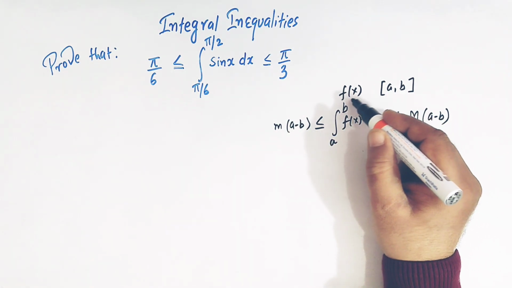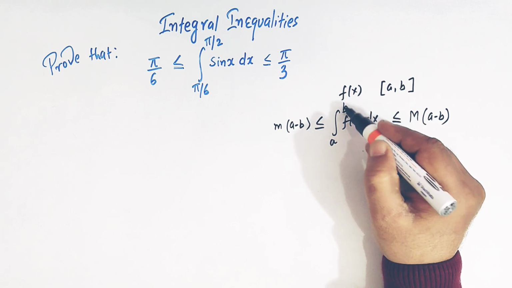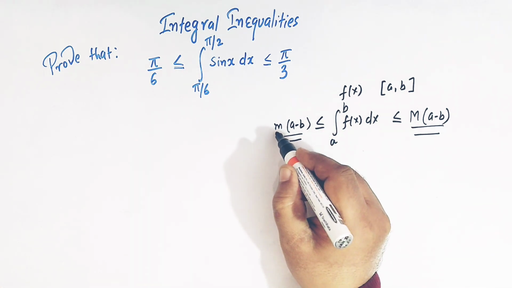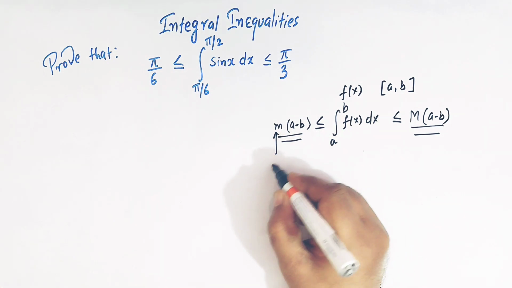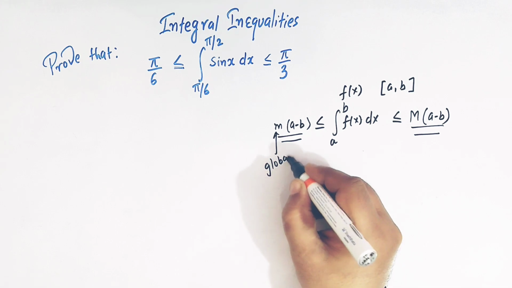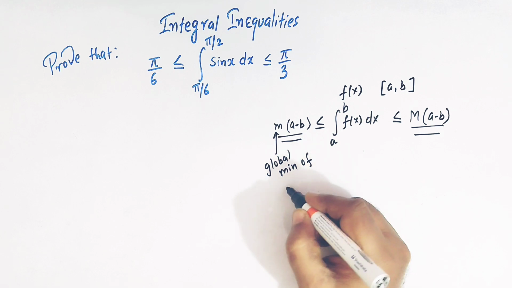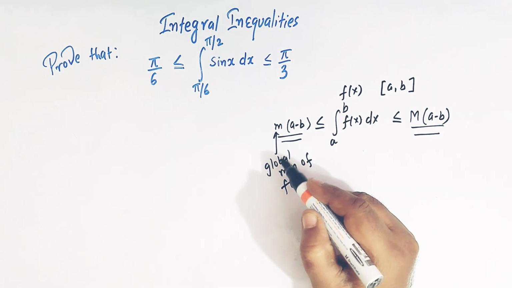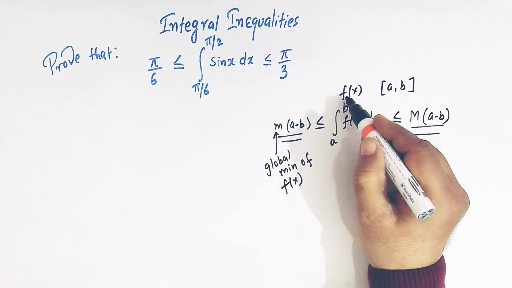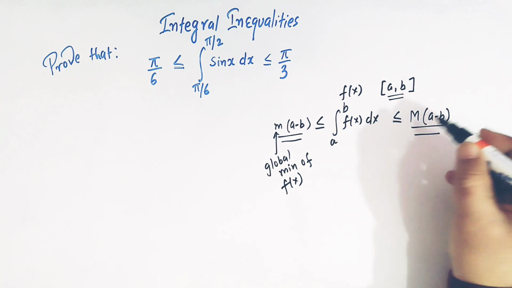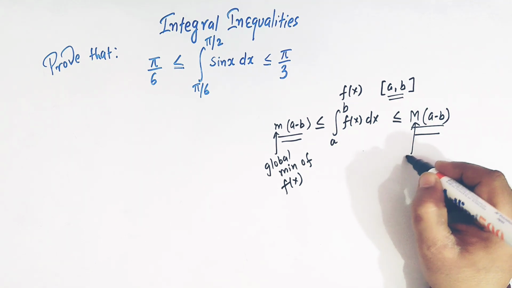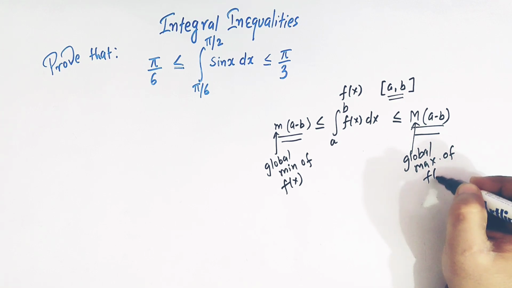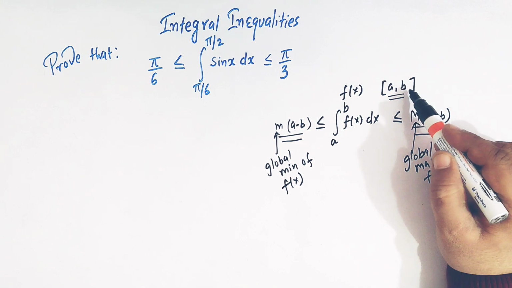Here the value of this integral, that is the integral from a to b of f of x dx, lies between these two numbers. Here small m is the global minimum of the function f of x, so this small m is the absolute minimum value of this function f of x in this interval, and similarly this capital M is the global maximum of f of x in the given interval a comma b.